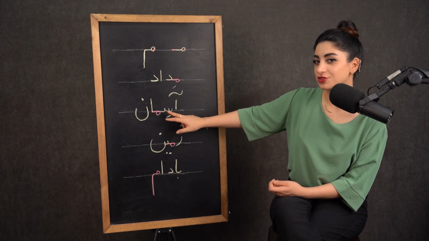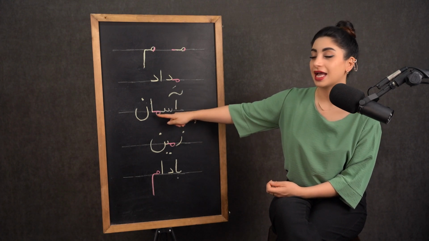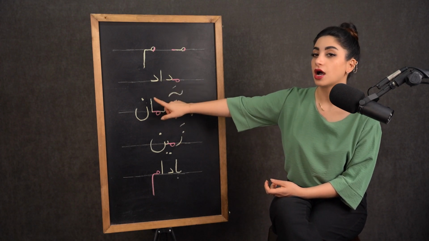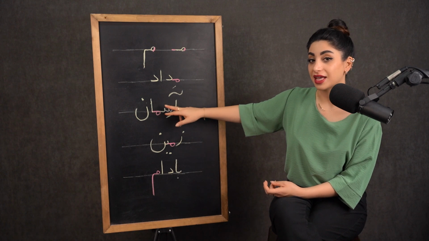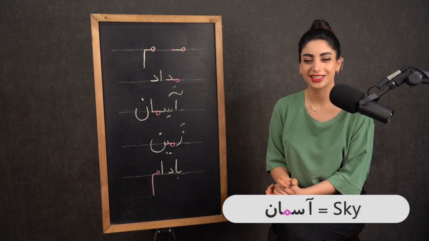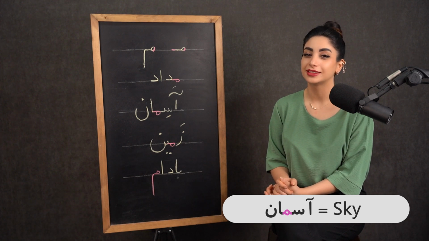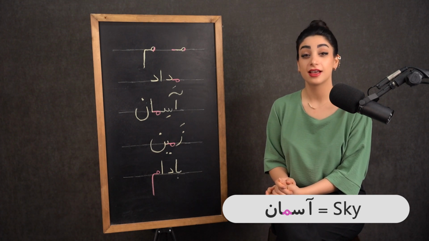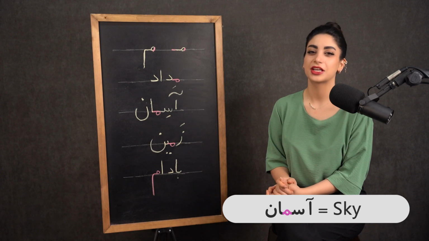Next one, which are me attached from both sides. It has to attach to se, we know that, and it has to attach to a because me itself has to. Aseman, you know this one, right? Aseman. Aseman is the same as sky in English.